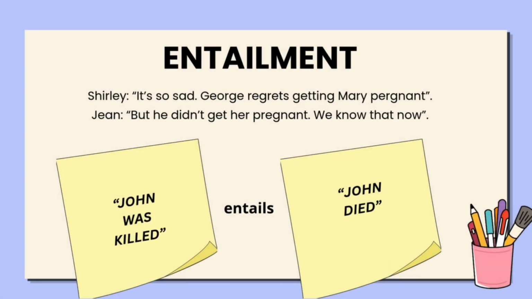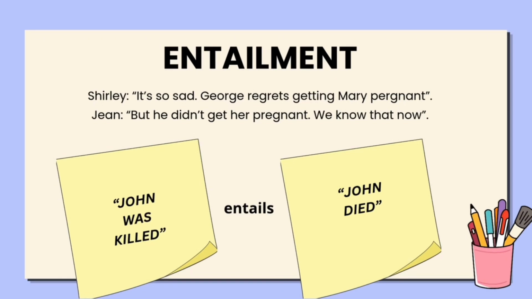Now we move to another part, which is called entailment. Entailment happens when the truth of one sentence automatically makes another sentence true. Let's look at the example in the slide. John was killed entails John died. This happens because the meaning of the verb kill already includes the meaning of die. If someone is killed, that person must die.